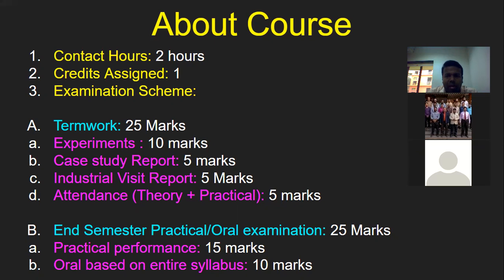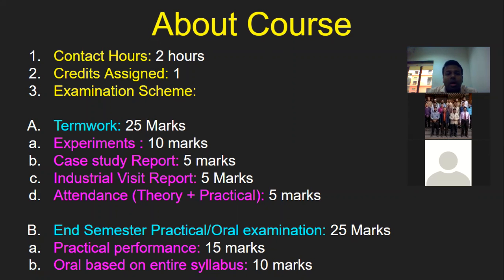In the 25 marks of the term work, we have the experiments. It is expected we will perform 6 experiments, each for 10 marks, and we will take the average of all those 6 experiments, which will be counted for the 10 marks.